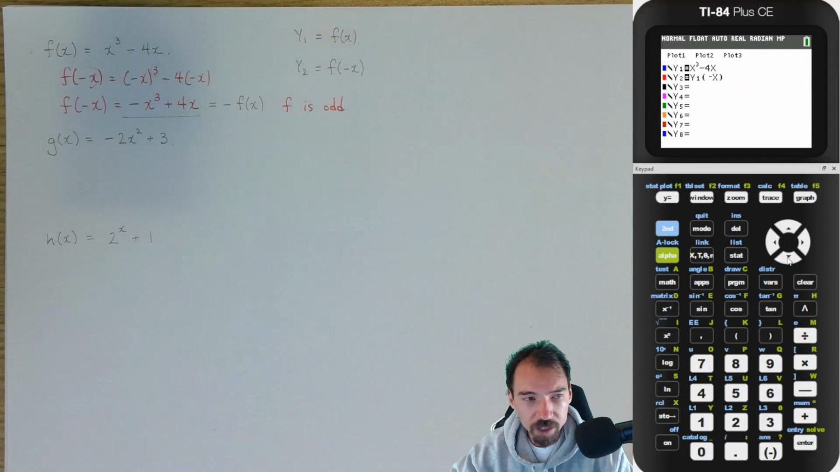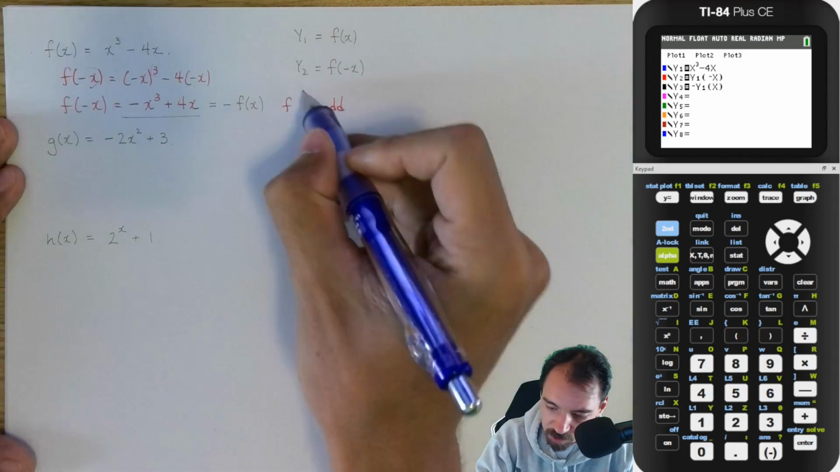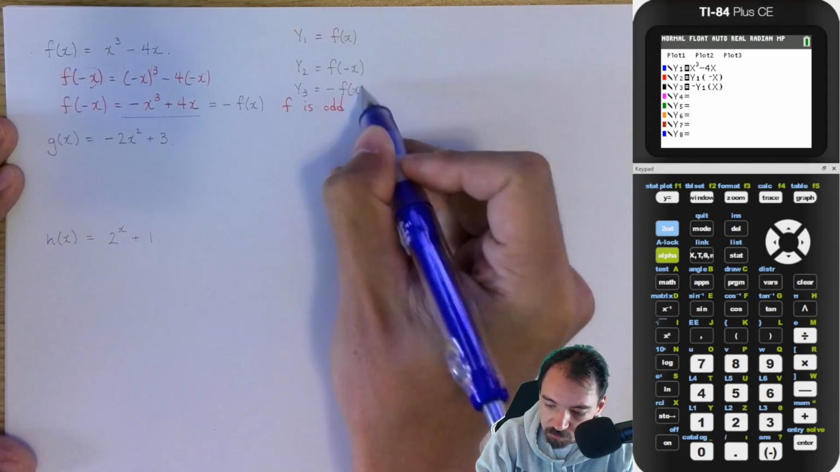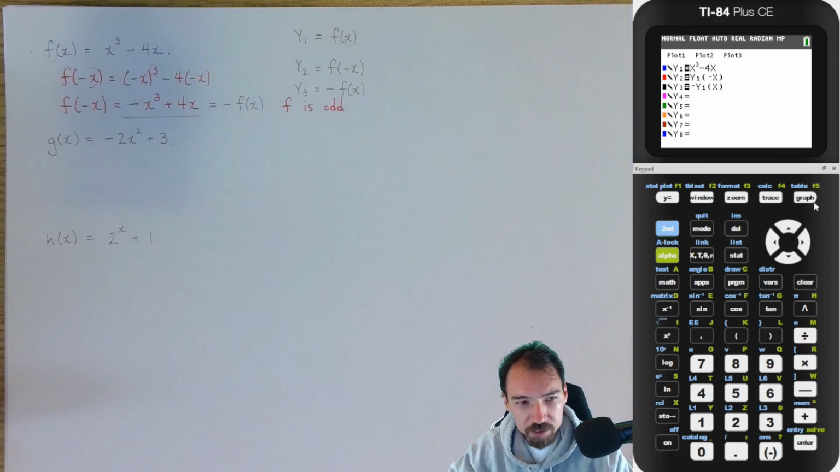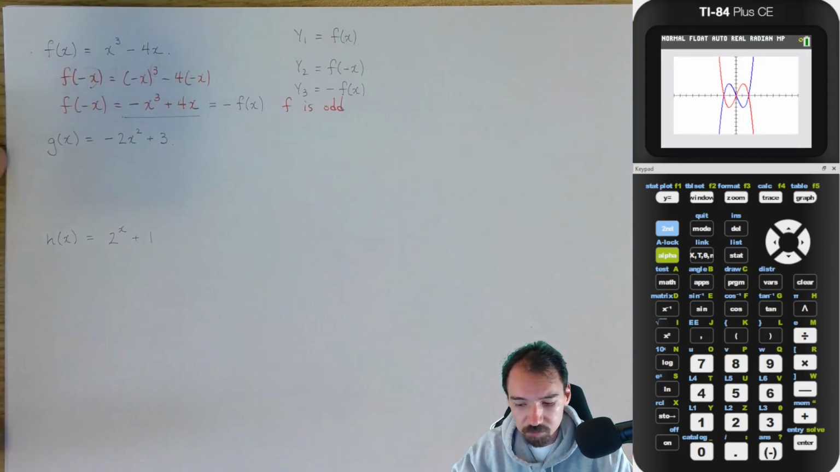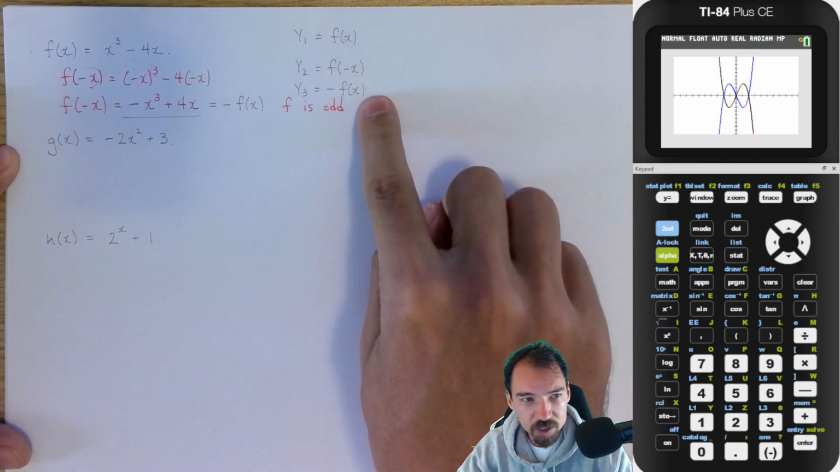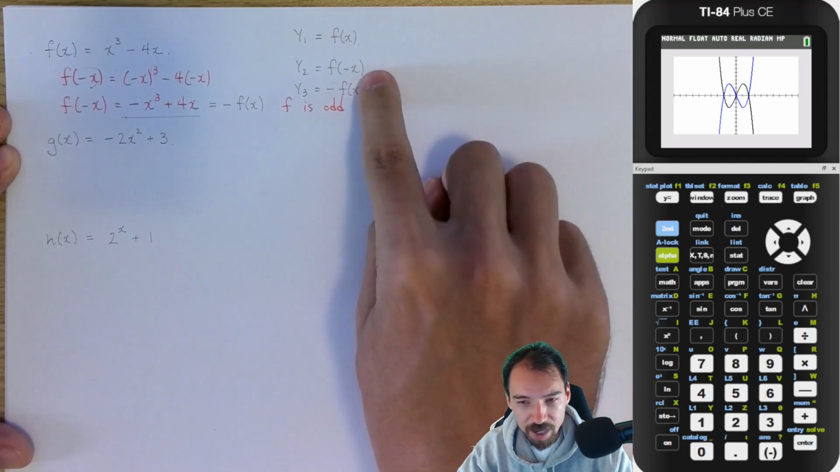And in y3, I'm going to go ahead and graph the negative of the y-vars function, y1 of x. Okay, so what I'm doing is I'm saying y3 is equal to the negative of the original f of x. If I graph this, so the blue is the top one, the red is the middle one, the black is what's being graphed here. So notice the black matches this.